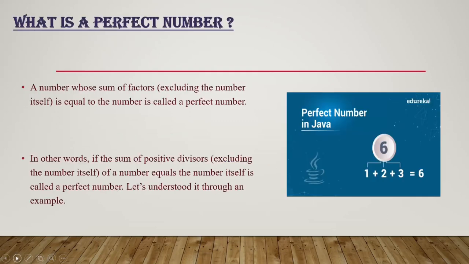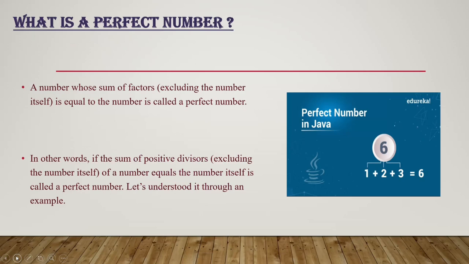A number whose sum of factors excluding the number itself is equal to the number is called a perfect number. In other words, if the sum of positive divisors excluding the number itself is equal to the number, then the number is called a perfect number. Let's understand through an example.